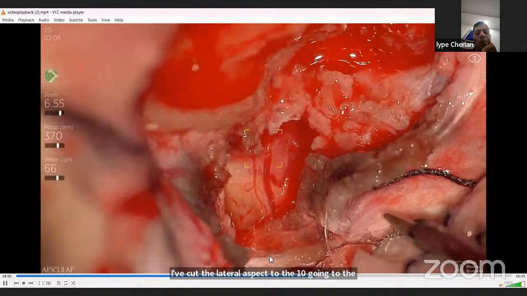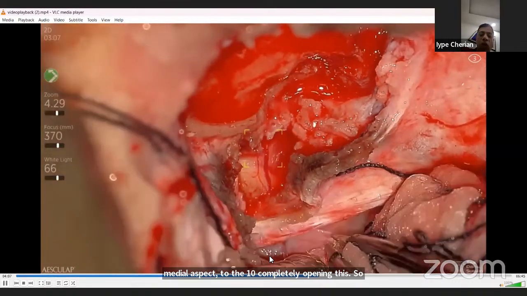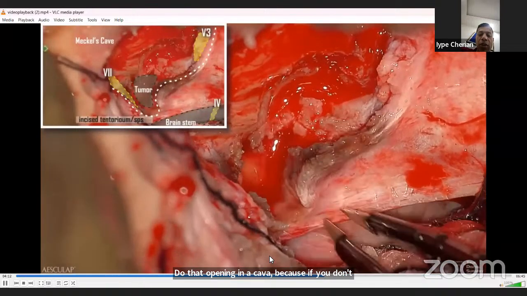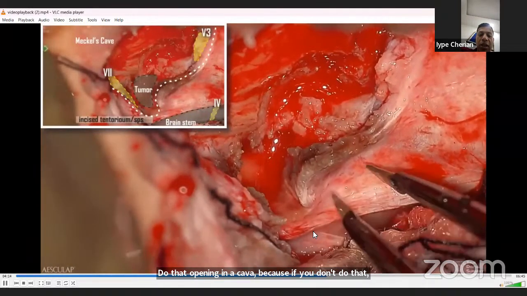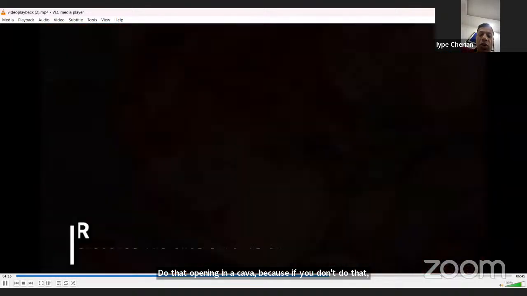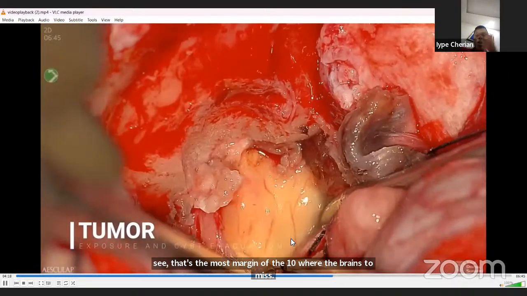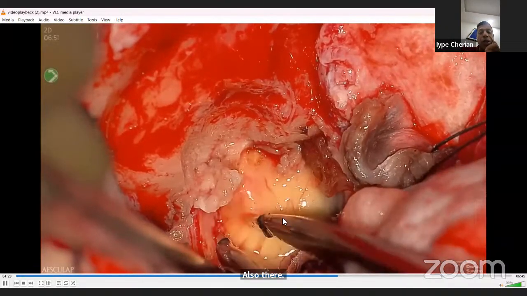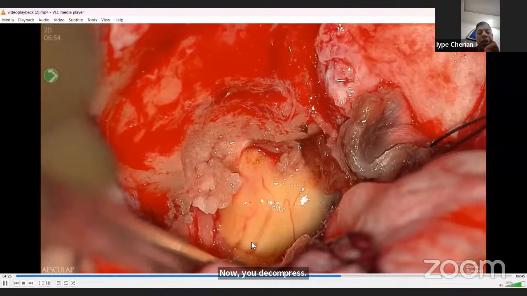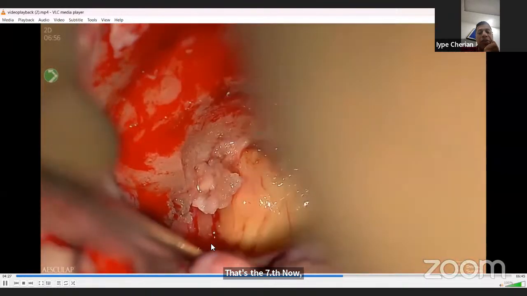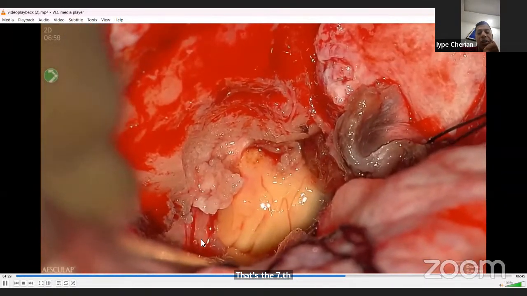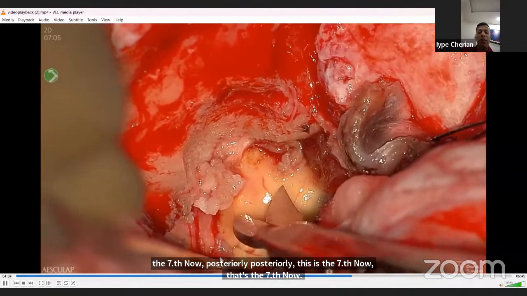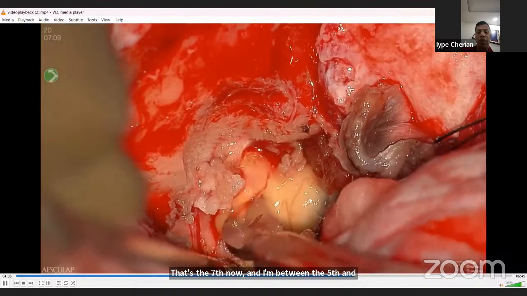It's very, very important to do that opening in a Kawase, because if you don't, see, that's the medial most margin of the tent where the brainstem is. So you will see the fourth nerve also there. Now you decompress. That's the seventh nerve posteriorly. And I'm between the fifth and the seventh nerve. My exposure is completely between the fifth and the seventh nerve.